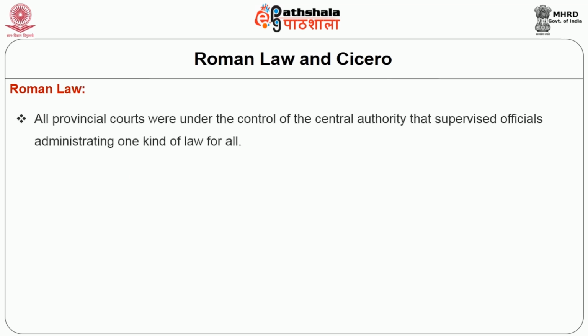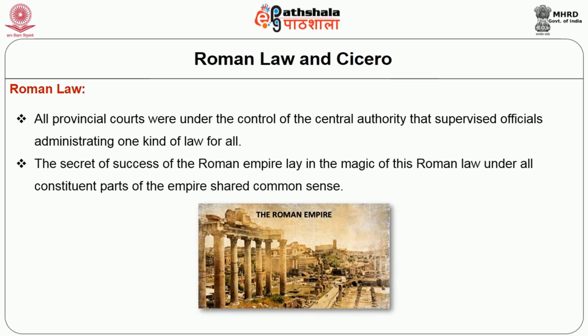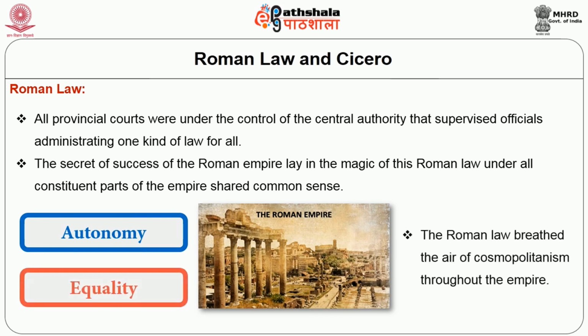All provincial courts were under the control of the central authority that supervised officials administering one kind of law for all. The secret of the success of the Roman Empire lay in the magic of this Roman law, under which the constituent parts of the empire shared a common sense of autonomy and equality. Roman law breathed the air of cosmopolitanism throughout the empire.